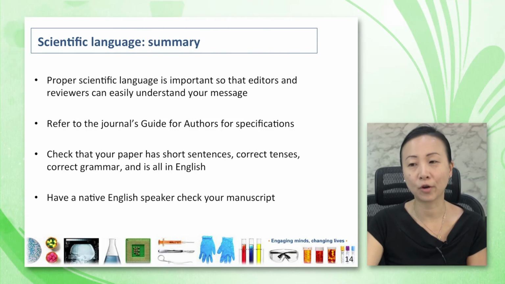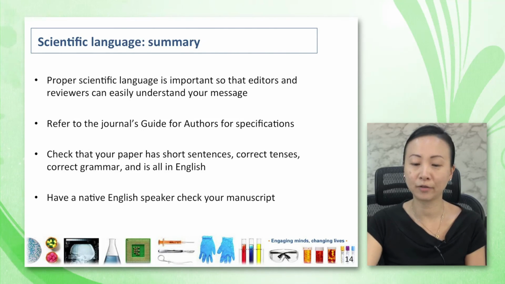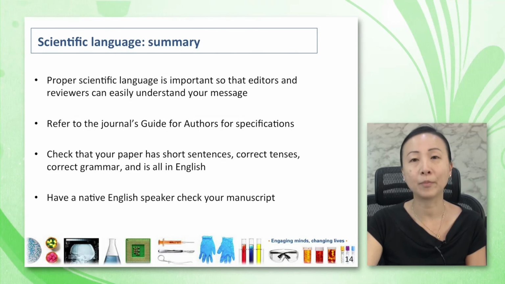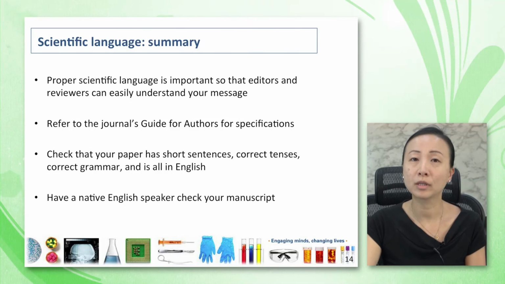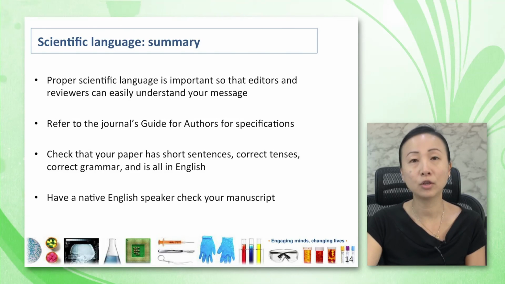A summary then of scientific language. If the language prevents editors and reviewers from understanding the scientific content of your work, at best, publication will be delayed, and at worst, never published. Be sure to stick to the specifications given in the journal's guide for authors. Check your sentences, tenses, grammar, and English, and be sure that they are all correct.